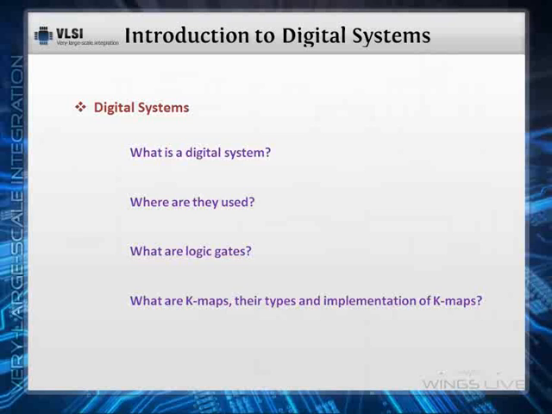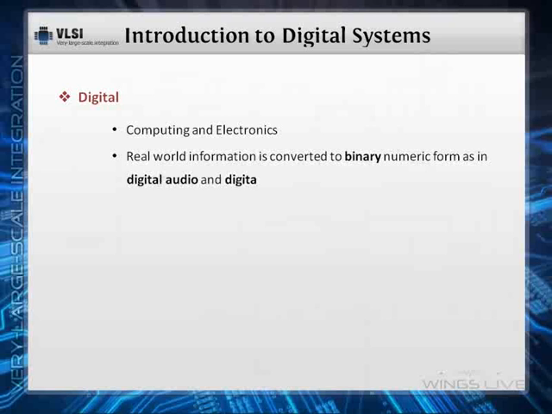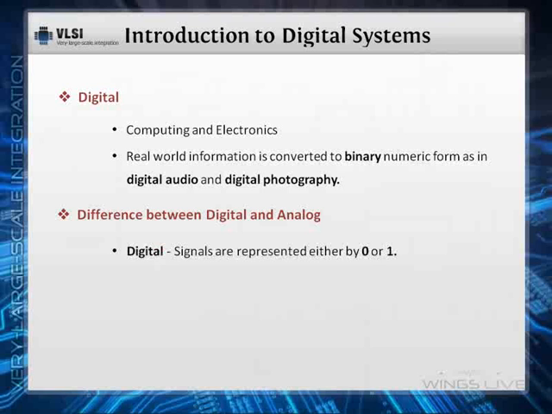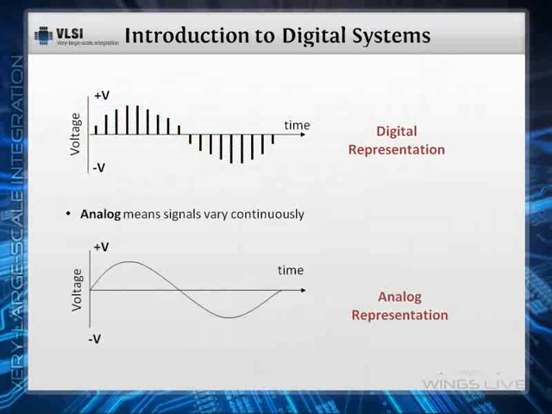First of all, do you know what we mean by digital? We commonly use the word digital in computing and electronics, especially where real-world information is converted to binary numeric form, as in digital audio and digital photography. Let's see the difference between digital and analog. Digital means signals are represented either by 0 or 1. 0 means low signal, and 1 means high signal, whereas analog means that signals vary continuously.